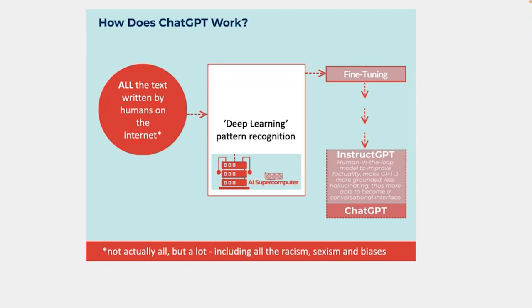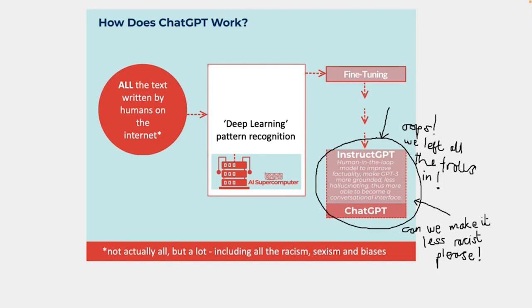And then there's this thing called Instruct GPT, which says human in the loop model to improve factuality. This is what you're talking about with the bias thing, right? To make it less hallucinating, what this really means is, oops, we left all the trolls in. Please, can we make it less racist? Please, right? Because dumping a whole bunch of data means that it doesn't discriminate. And what they're trying to do is, after the event, say, oh, let's put some guardrails on because we don't really understand how it works. Can we just get rid of all this opinionated stuff?